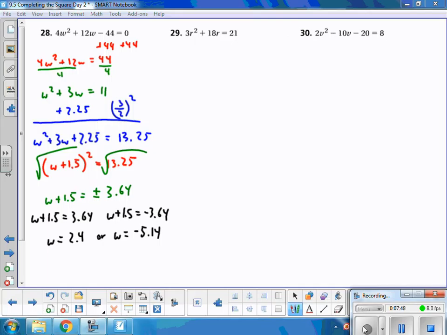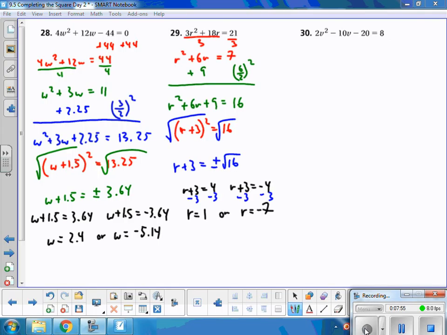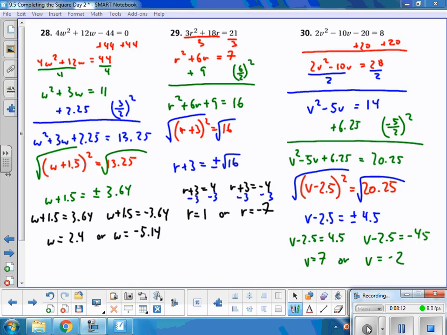You might want to press pause and check your work. If you did pretty good, feel good about what you did. Once you work on 29, take a look at how you did on problem number 29. If you feel good about it, if you got r equals negative 7 or 1, then go ahead and move on to 30. And there's number 30. I got v equals negative 2 or v equals 7.